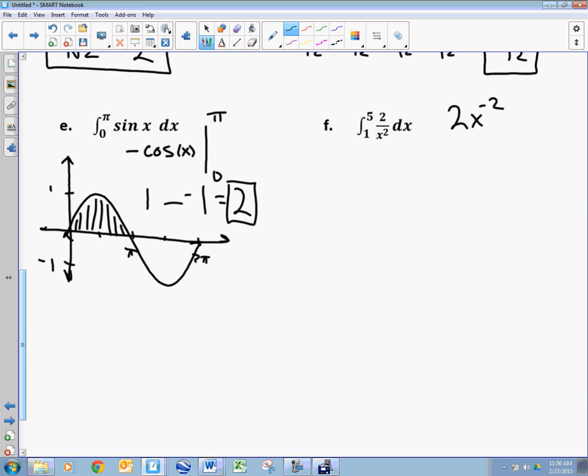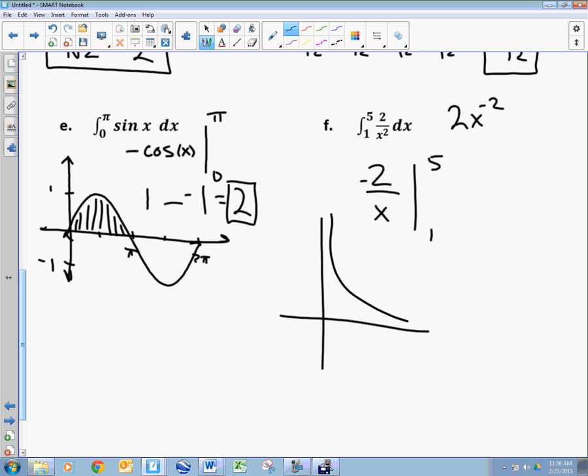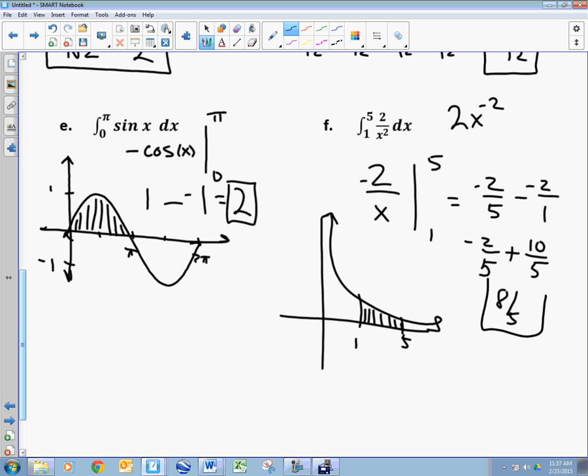And then the last one. This is 2x to the -2. What is the antiderivative of 2x to the -2? So that's the area. That's what the graph looks like in that region. As we evaluate it, we plug in 5, we get -2/5 minus -2/1. So -2/5 plus 10/5, and we get 8/5.